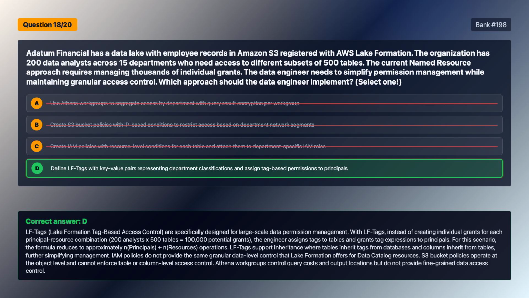IAM policies do not provide the same granular data-level control that Lake Formation offers for Data Catalog resources. S3 bucket policies operate at the object level and cannot enforce table or column-level access control. Athena workgroups control query costs and output locations, but do not provide fine-grained data access control.